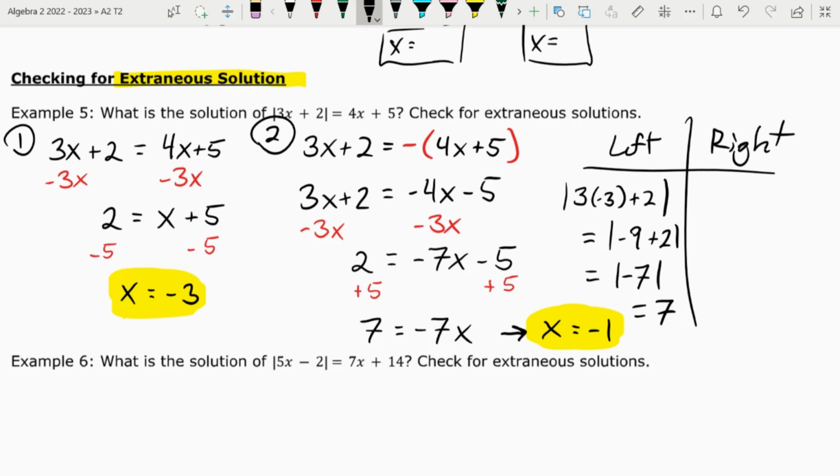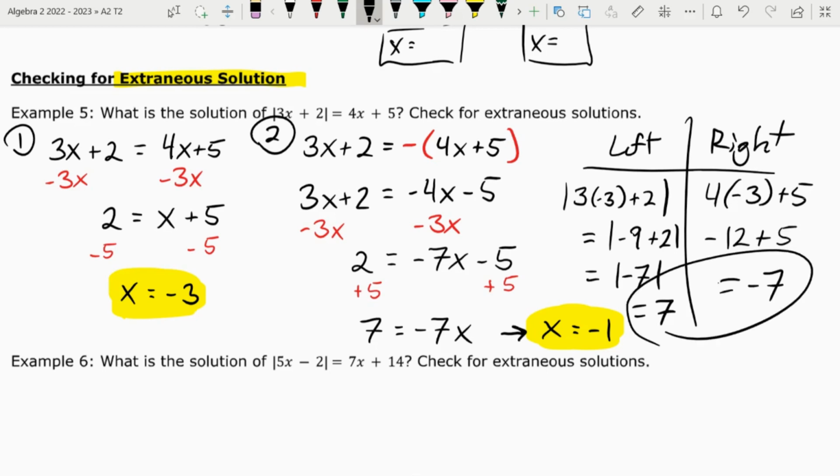Okay, on the right side, we get 4 times negative 3 plus 5, okay, which is equal to negative 12 plus 5, which is equal to negative 7. Okay, so what you can see here is that the left does not equal the right, which means that negative 3 is extraneous. Okay, and yes, you have to check them both.